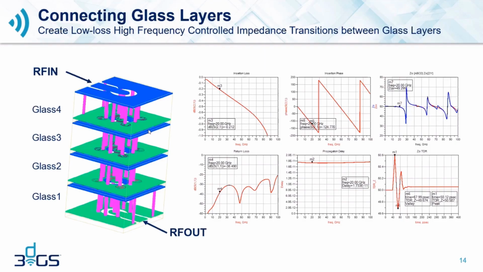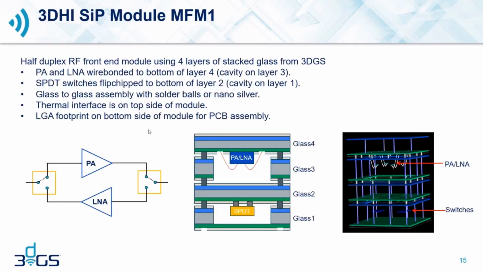This is a key building block for doing any type of phased array or other RF SiP module. Finally, getting into the application itself, the MFM1 module that we talked about. So again, this is a half duplex TX and RX amplification module.